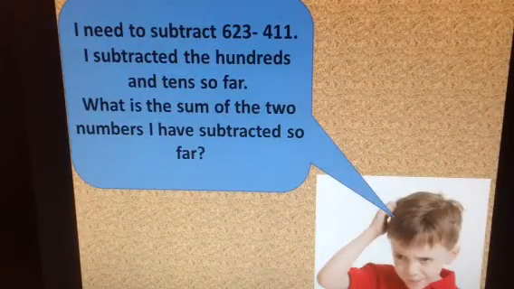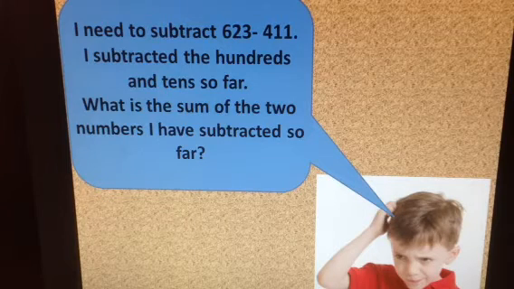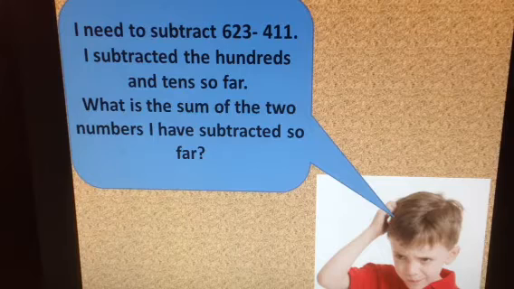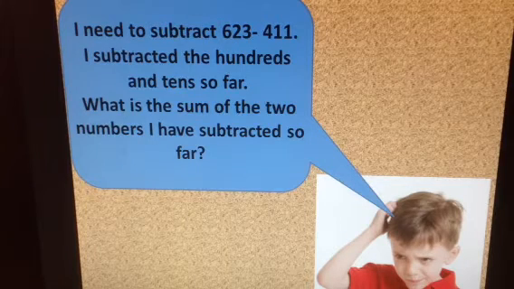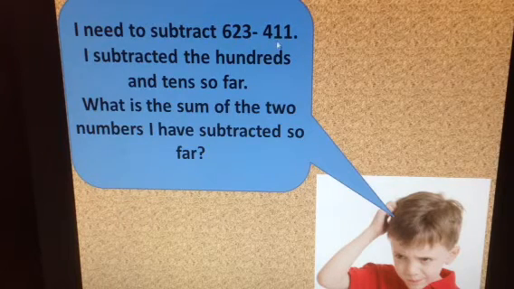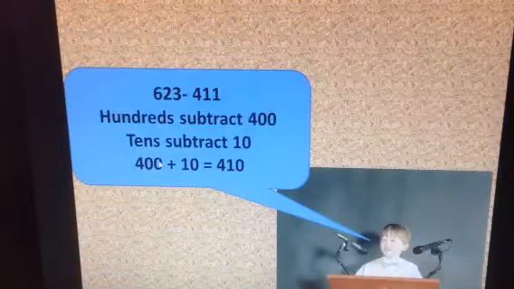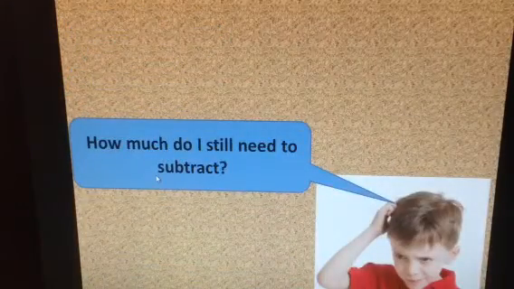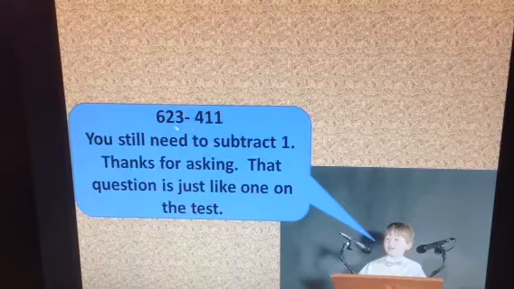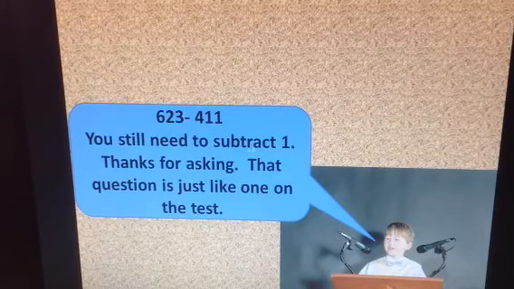This boy says, "I need to subtract 623 minus 411. I subtracted the hundreds and tens so far. What is the sum of the two numbers I have subtracted so far?" Well, he subtracted the hundreds, which means he subtracted 400. He subtracted the tens, which means he subtracted 10. 400 plus 10 equals 410. "How much do I still need to subtract?" Well, 623 minus 411, if you've already subtracted 410, you still need to subtract 1.